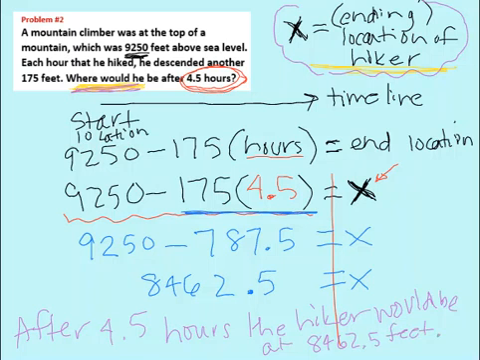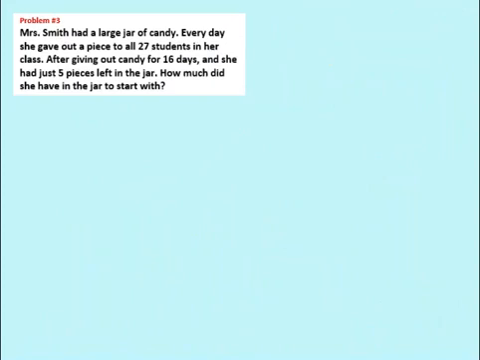All right, we're going to do one more. Mrs. Smith had a large jar of candy. Every day she gave out a piece to all 27 of the students in her class. After giving out candy for 16 days, this is a bad idea, by the way, she shouldn't be giving out candy, she had just 5 pieces left in the jar. How much did she have in the jar to start with?